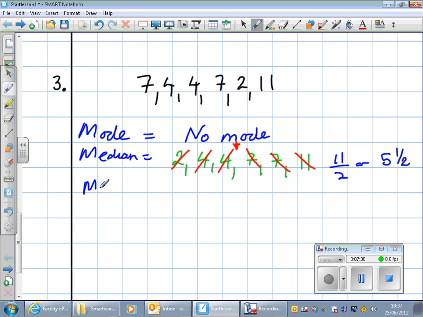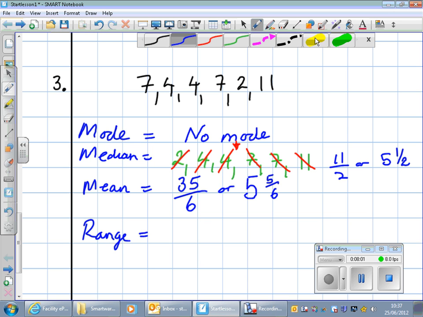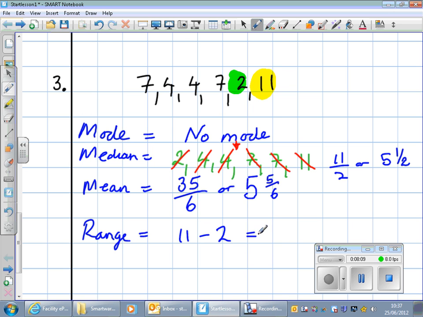Right, now the mean. Add them all together. 11, 15, 22, 24. Now come in. 24. Add 11. 35. 35 divided by 6, or 5 and 5/6. And finally, the range. The range is the largest, take away the smallest. 11, take away 2, equal to 9.